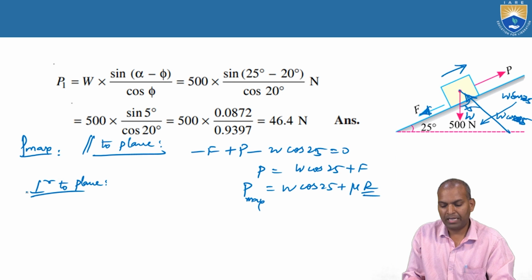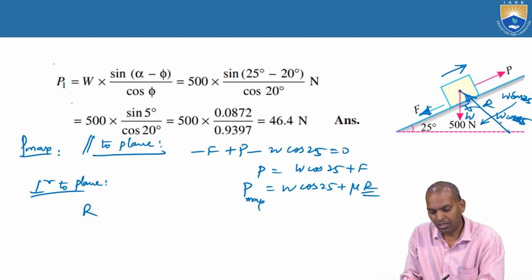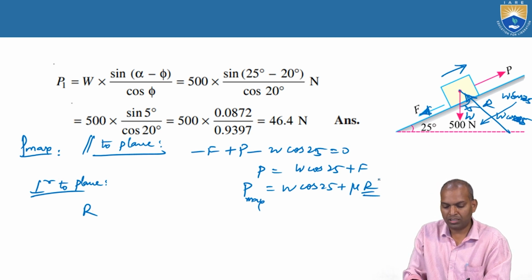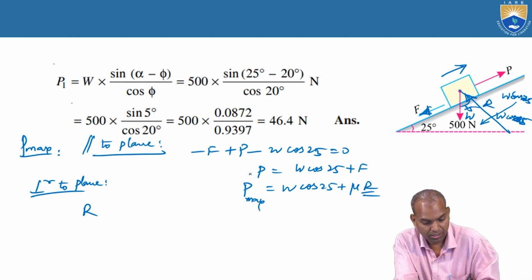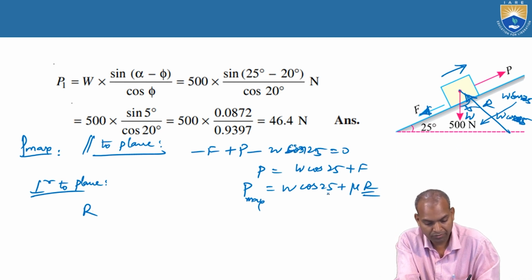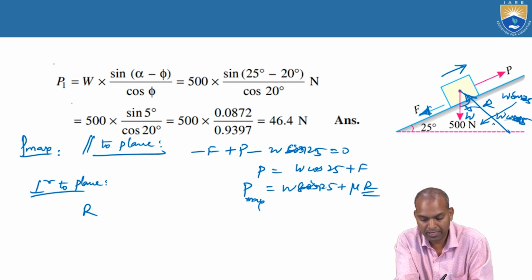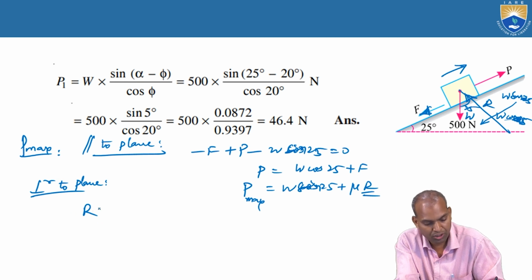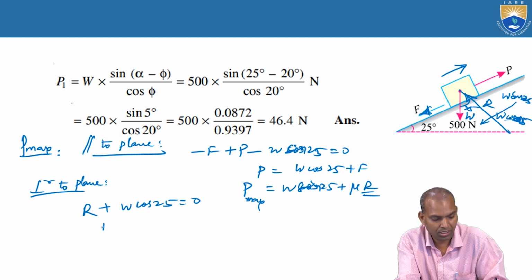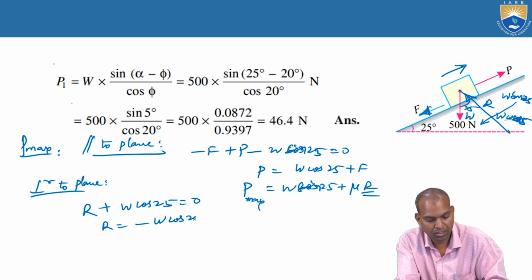What is the perpendicular to the plane? That is R. R is moving upwards. This is the R equation. Another one is that W cos is perpendicular. Here W becomes W sin 25, and here W cos 25 is normal to the plane. R minus, what happened here? Yes, R upwards, R plus W cos 25 equal to 0. Then R equal to minus W times cos 25.